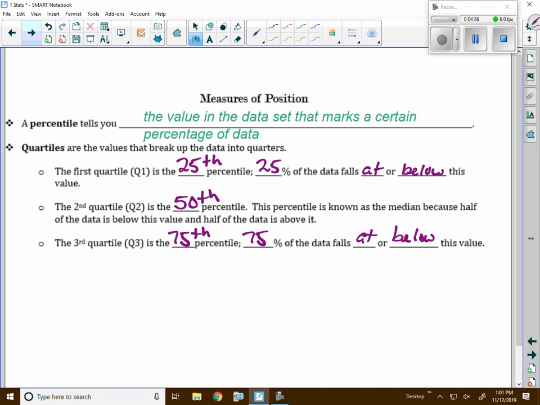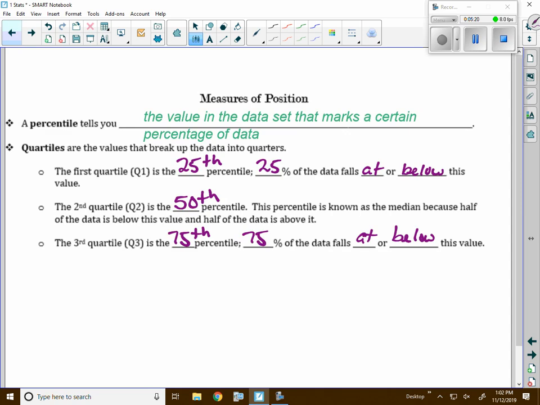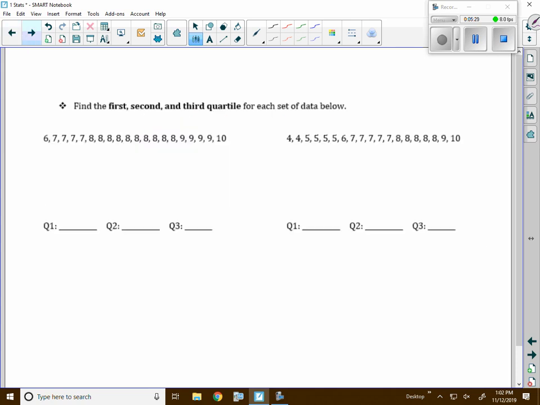Raise your hand if you have had this before, if you've done this before. Okay. All right, so we're going to practice finding all of our quartiles with these data sets. So the first thing that you're going to do is find a median. And median is the same thing as which quartile? It's the same one. Which one? It says it here. Quartile 2. Okay. So quartile 2, we're going to find first.